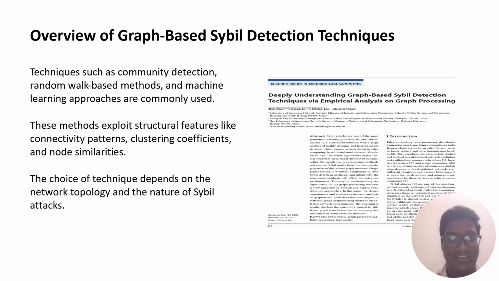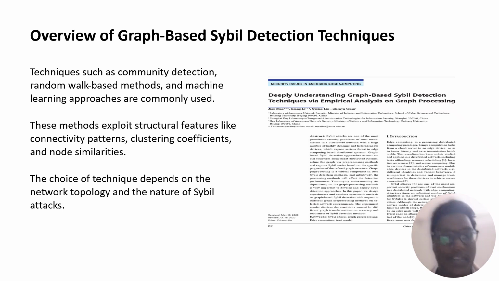The techniques such as community detection, random walk-based methods, and machine learning approaches are commonly used. These methods exploit structural features like connectivity patterns, clustering coefficients, and node similarities. And this is the overview of graph-based detection techniques.